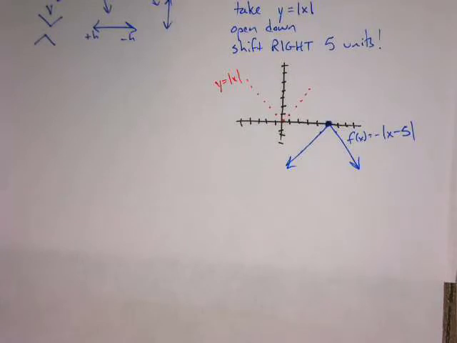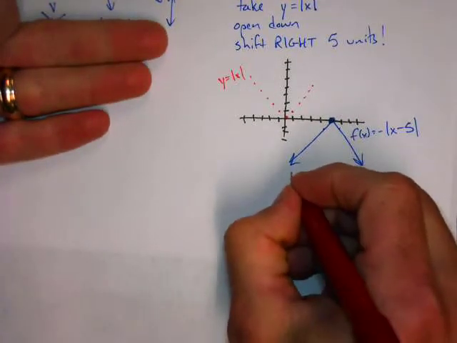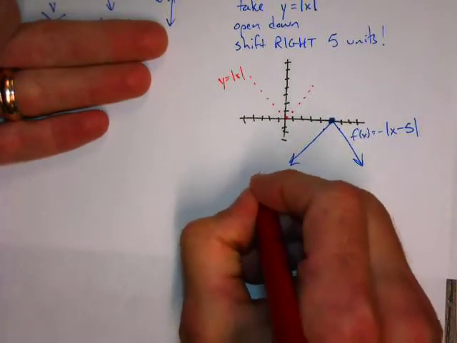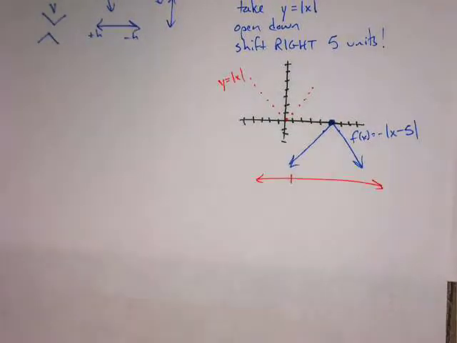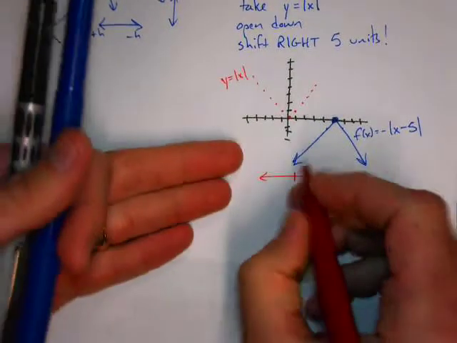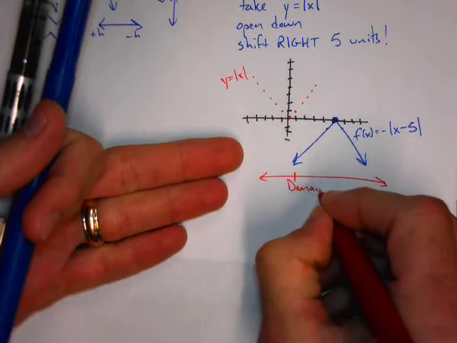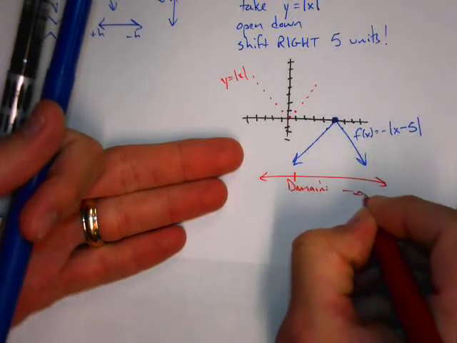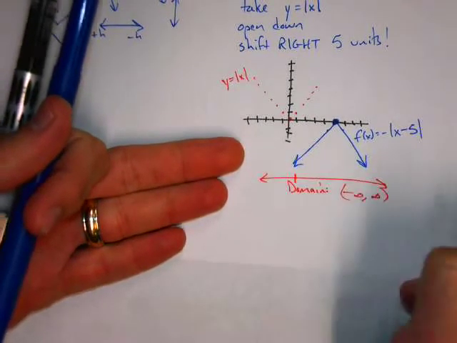Now what we need to do is figure out the domain and figure out the range. So now the domain is how far will it go from right to left. And as you can see, it's going to continue going forever from right to left. So clearly the domain is from negative infinity to positive infinity. That's our domain.